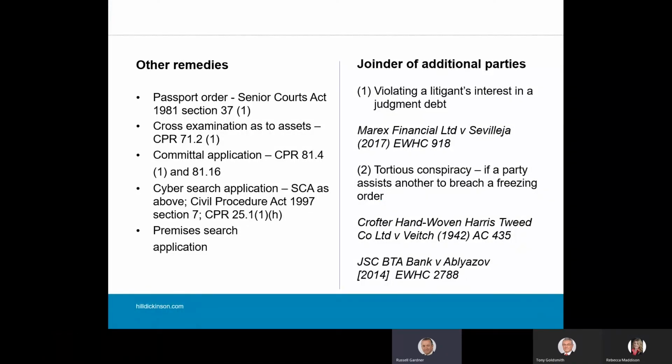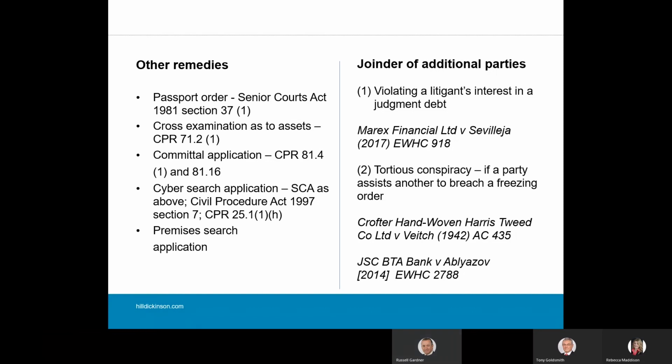And the second ground, the second tort, is a much more well-established principle: unlawful means conspiracy. Basically, if there's an agreement to use unlawful means to injure a claimant, one can be held liable. And the case that I've referred to, the Abliazov case, is relevant because it held that the contempt of which we say these third parties are guilty counts as the relevant unlawful means.